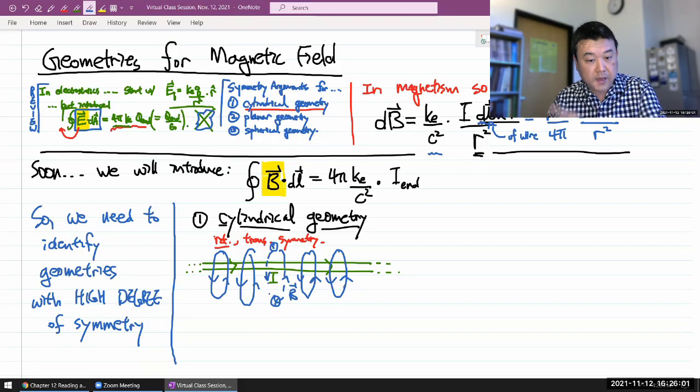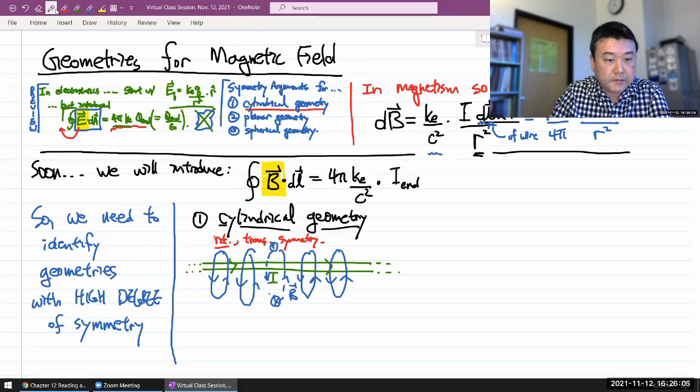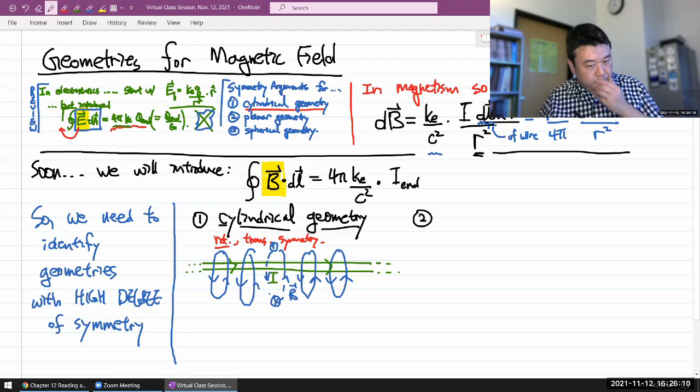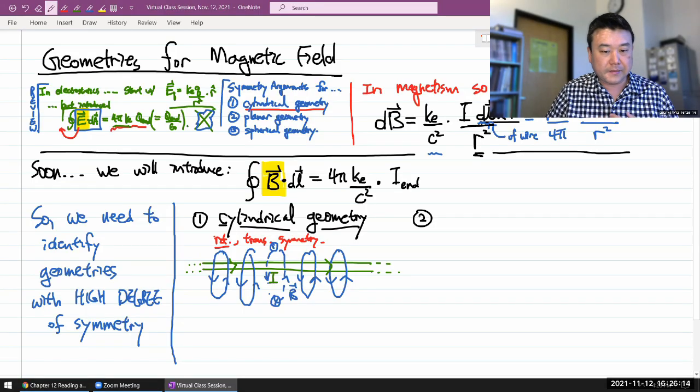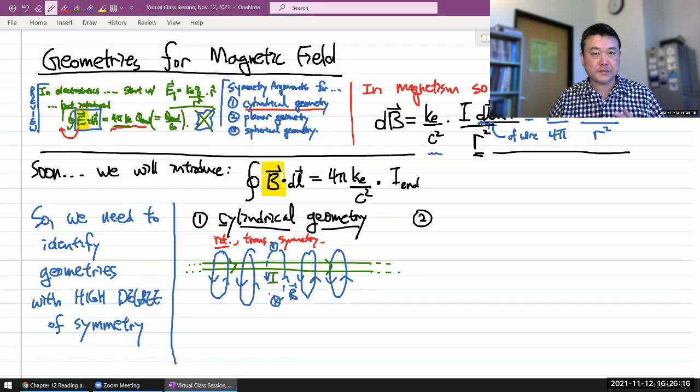And we have the planar geometry. The sense in which this is a plane takes a bit of imagination, because just visualizing a plane is not enough. It's not a stationary charge, it's a moving current, a moving charge.